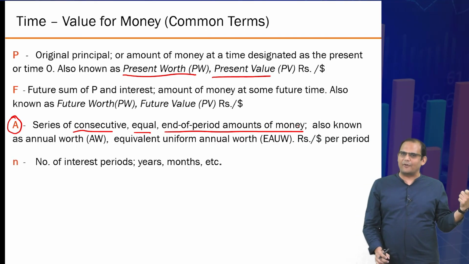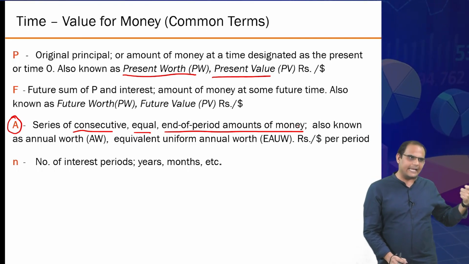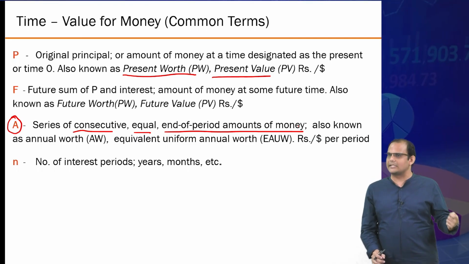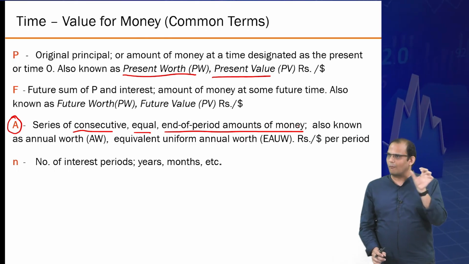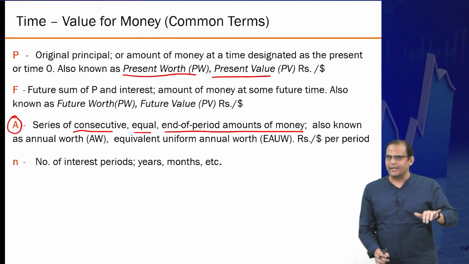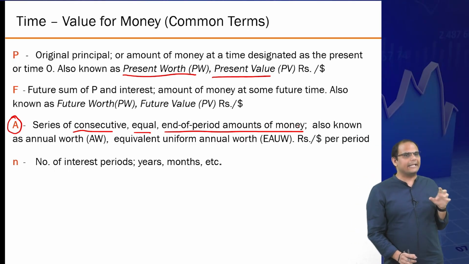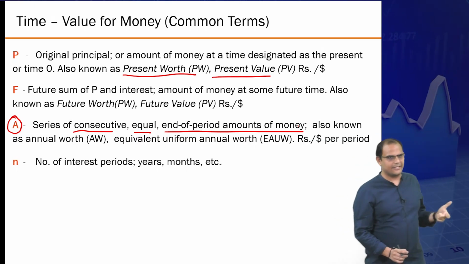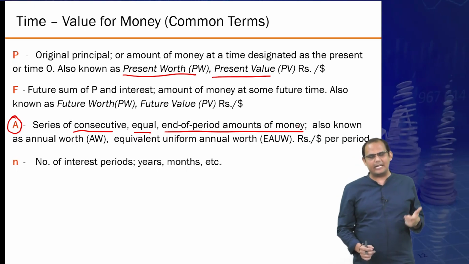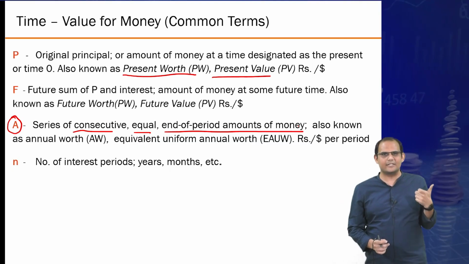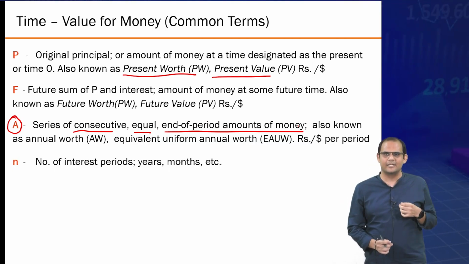Then N is the number of periods. The number of periods can be in years, months, or days, depending upon what your analysis requires, right? Currently, do you think in India, the banking interest rates, how are they defined? Are they defined on a daily basis, on a yearly basis, on a monthly basis, quarterly basis?